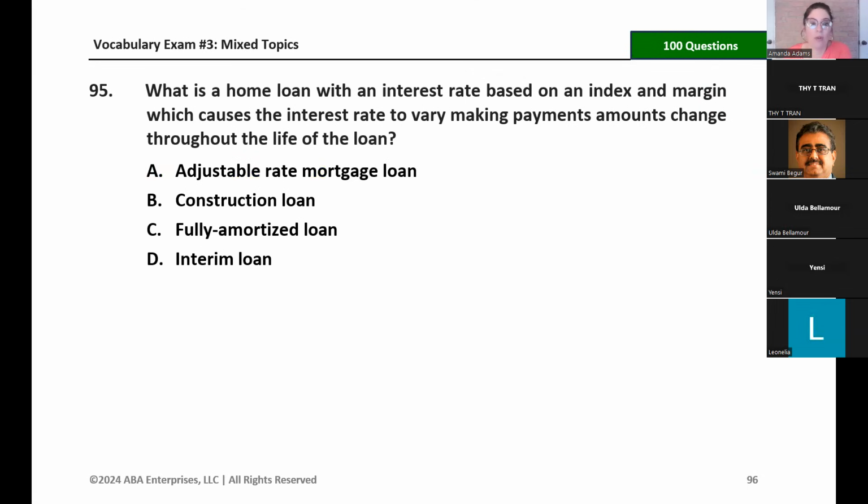Number 95. What is a home loan with an interest rate based on an index and a margin, which causes the interest rate to vary, making payment amounts change throughout the life of the loan? That's an adjustable rate mortgage, or an ARM.